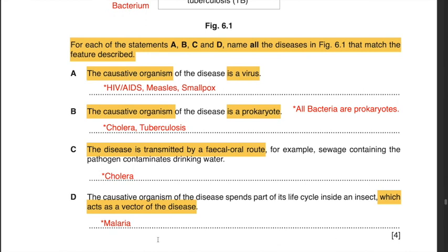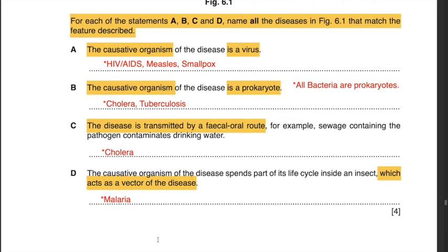Part D. The causative organism of the disease spends part of its life cycle inside an insect which acts as a vector of the disease. And as soon as you see the word vector, what should come into your mind is mosquitoes. And mosquitoes is linked with malaria. Therefore, the disease is malaria. And this would earn you 4 marks.